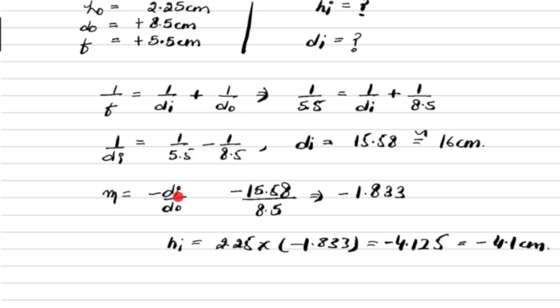The distances are known. So minus di by do, and if you divide it, you will get minus 1.833. Remember here, the factor is not lesser than 1, so it is being magnified. The size has become bigger. The image will be 1.833 times the object.